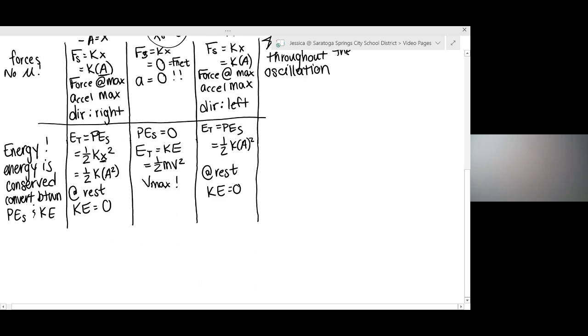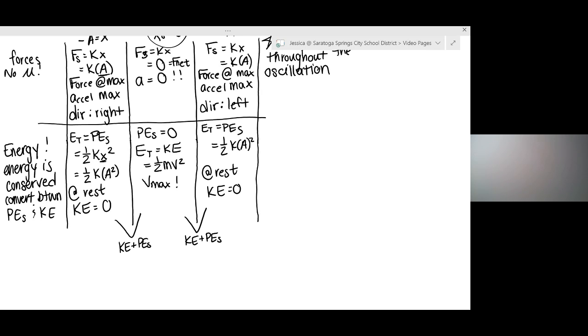Anywhere in between those locations, so between an amplitude and equilibrium, you're going to have a little bit of both, okay? A little bit of both kinetic energy and potential energy, okay?